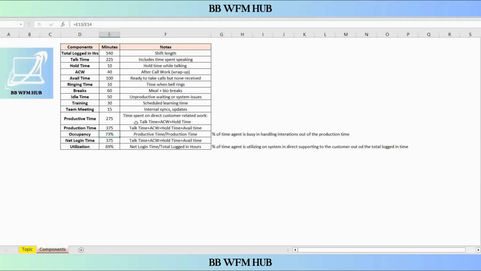Now let's calculate the occupancy. As I already told you, occupancy is the percentage of time an agent is busy handling the interactions out of the production time. We have already seen that the agent is handling the interactions in the productive time, that means 275 minutes. Out of the production time, which is 375 minutes. So occupancy will be 275 divided by 375, that means productive time divided by production time, which comes to 73% occupancy.